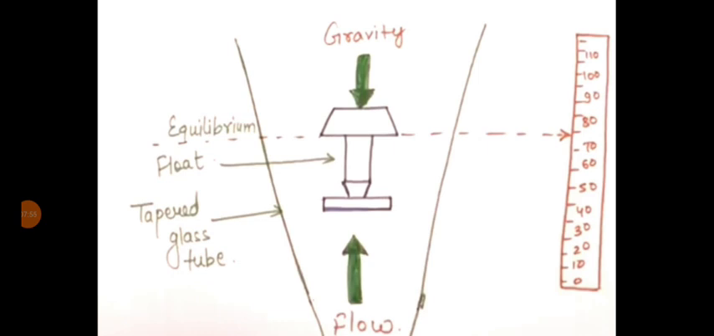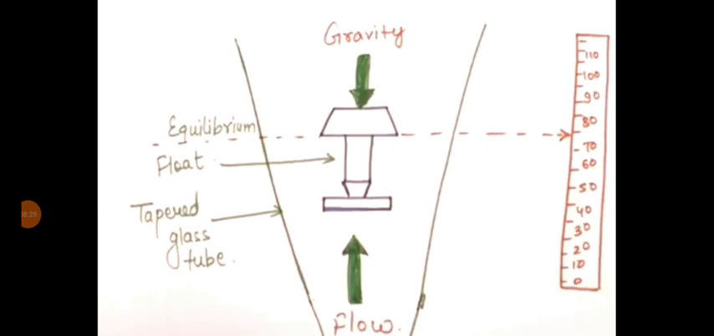One more force will be acting downwards. Due to gravity, the float will be pulled down. Here you have to keep in mind, the float is always denser than the substance whose flow rate will be measured. So the float is always denser than the substance.